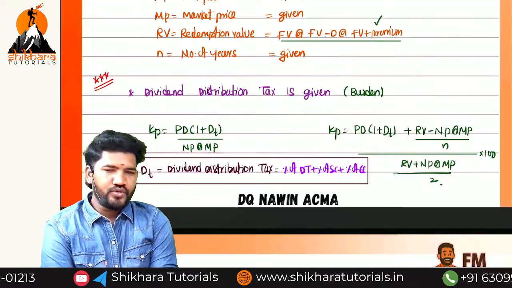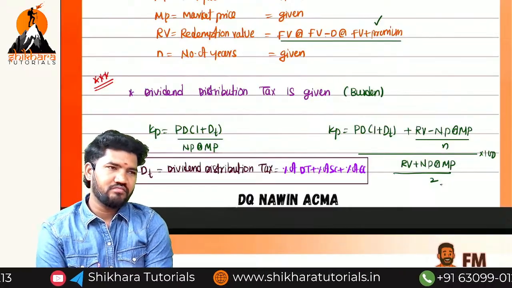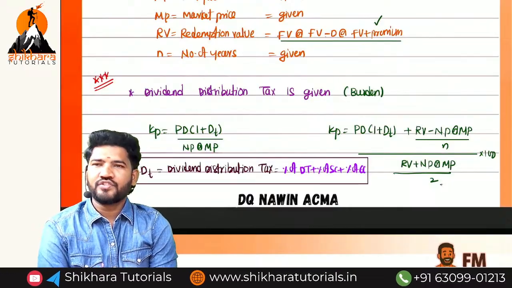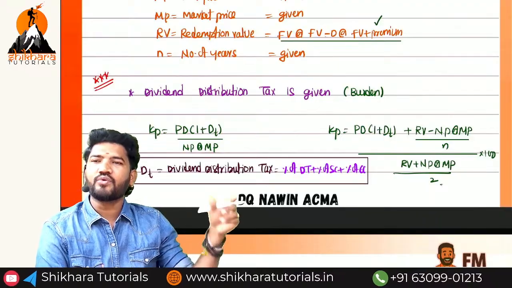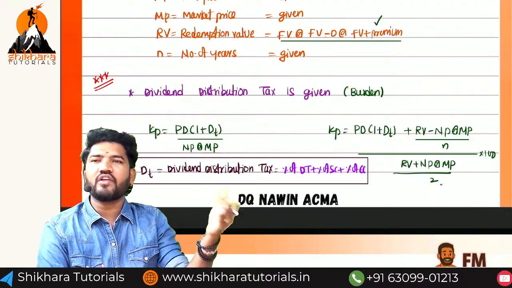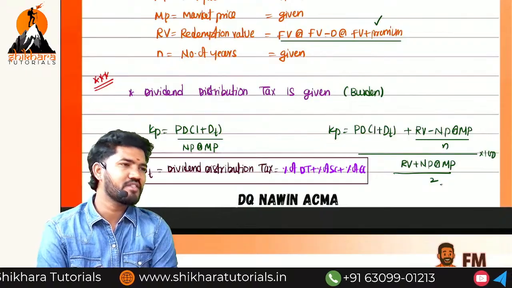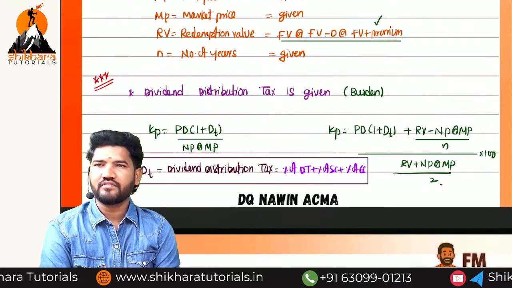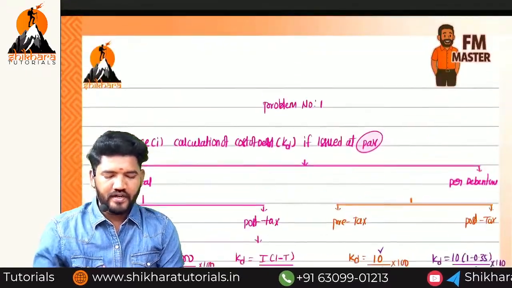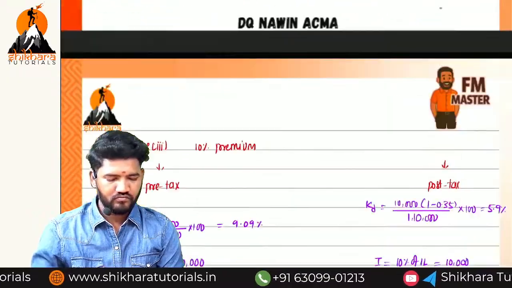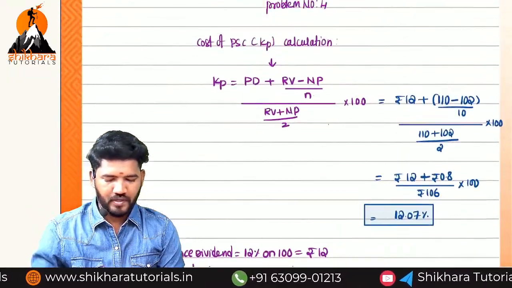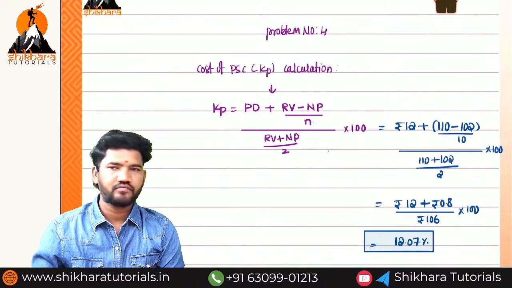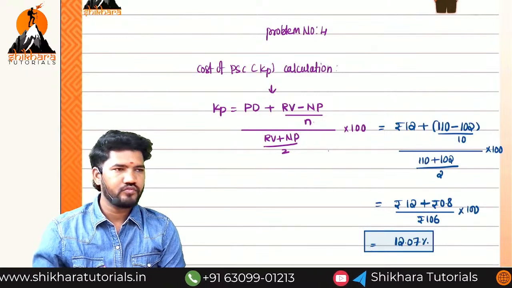As well, in a question, if we remove one 0, nothing will happen. If one 0 is there, every value you will get in thousands. If you remove one 0, every value you will get in hundreds. Ultimately, the answer will be the same. Clear? Then write down this problem. Problem number 4, problem number 4 first.